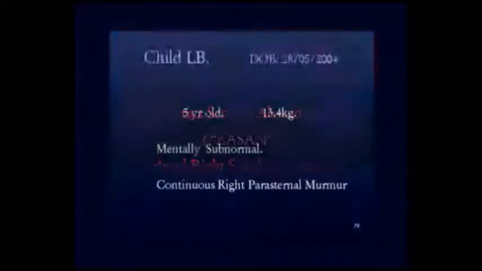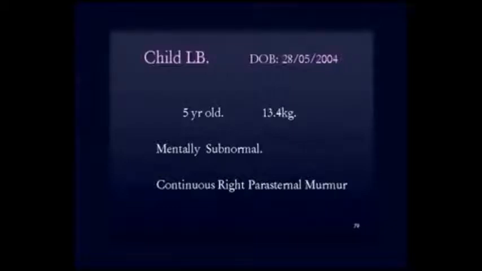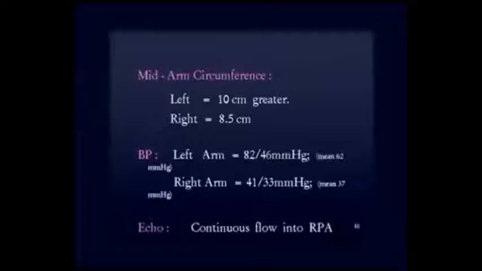The patient is a 5-year-old weighing 13.4 kilos, mentally subnormal, who was referred for cardiological investigation on account of an incidentally discovered machinery murmur on the right side. When he was seen, on examination, the right arm was definitely smaller than the left. The difference in mid-arm circumference was about 1.5 centimeters.